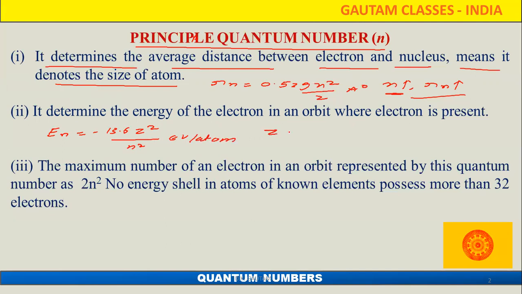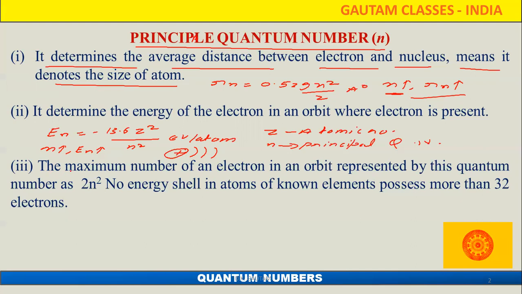Here, what is Z? Z is our atomic number and n is the principal quantum number. So beta, by increasing the n value, our En value is also increasing. That means one thing is clear: by going away from the nucleus, the energy of the individual orbit is increasing. So the principal quantum number also tells us the energy of the orbit where the electron is present.